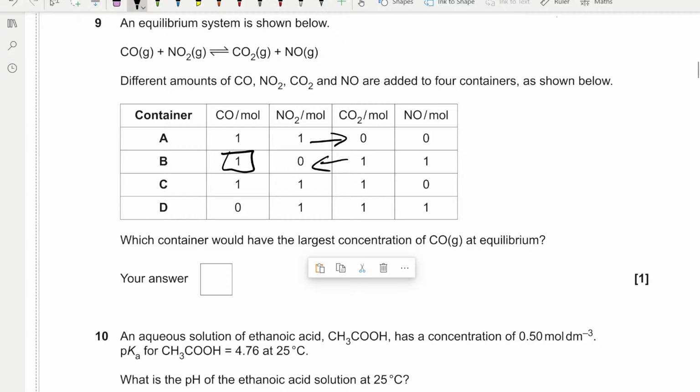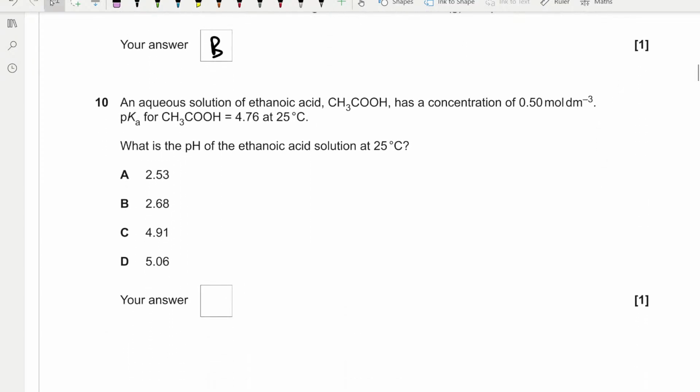In this part C, there's a higher concentration on the left than the right, so equilibrium is going to shift this way, so it's not A or C. And then with D, equilibrium is going to shift this way, but we're starting with 1 mole of NO2 and 0 mole of CO. So compared to B, we're going to have a higher concentration of CO at equilibrium. So it's answer B.